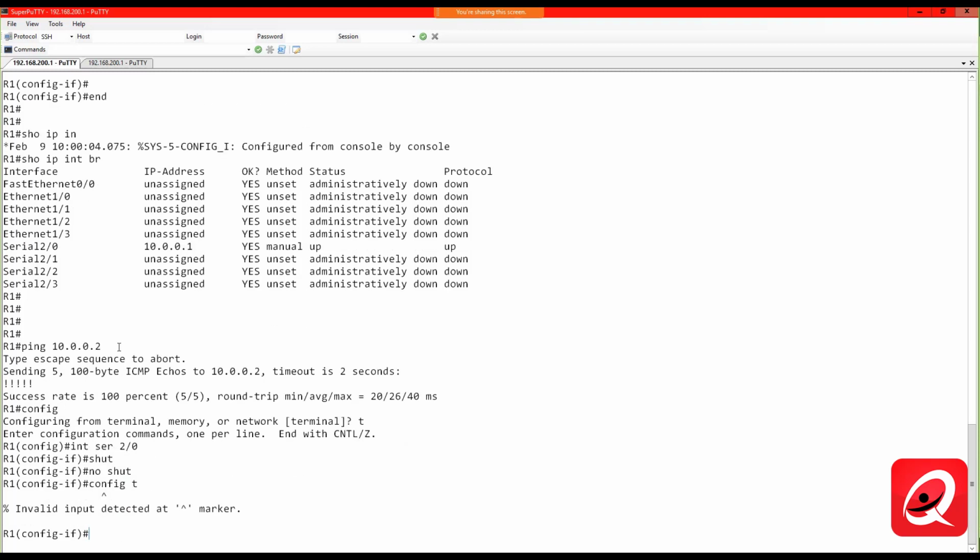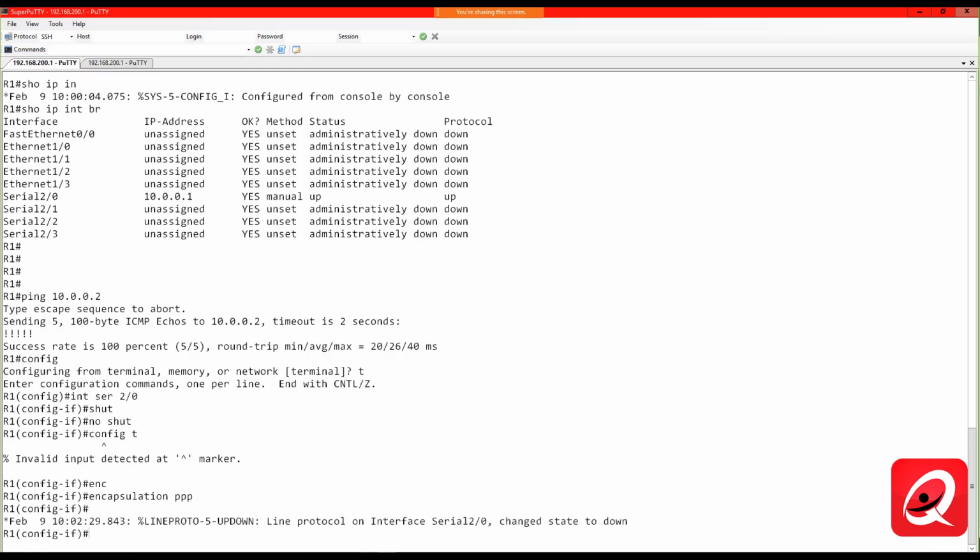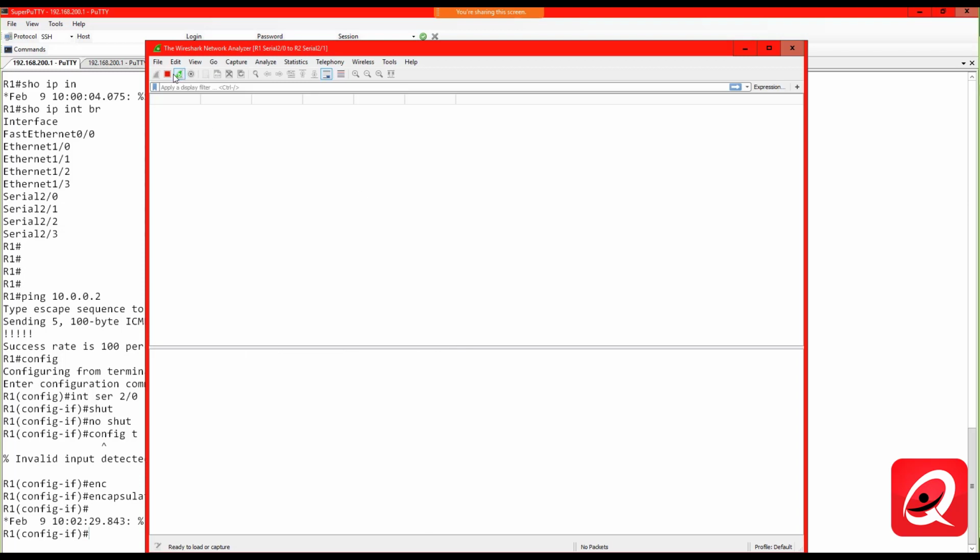Let me try this as well. Config T. Oops. Encapsulation PPP. I want to see if I see. Yeah, I had this issue before with capturing data over a serial link. Doesn't seem to work very well.